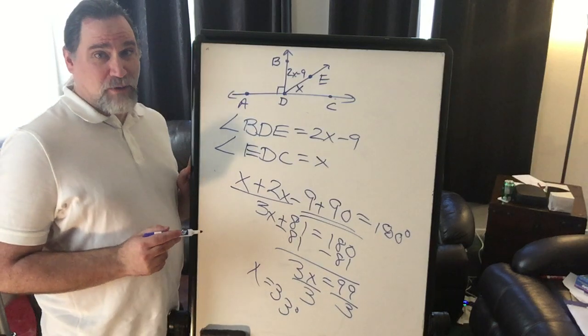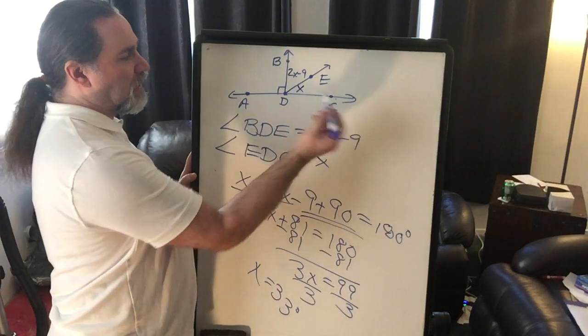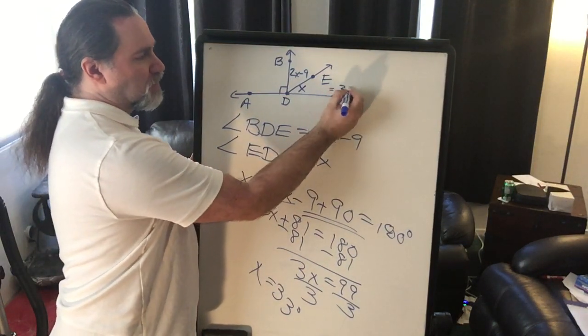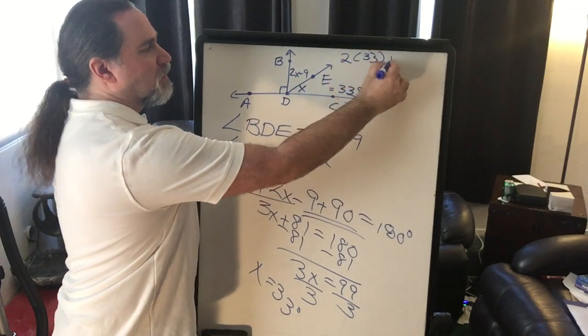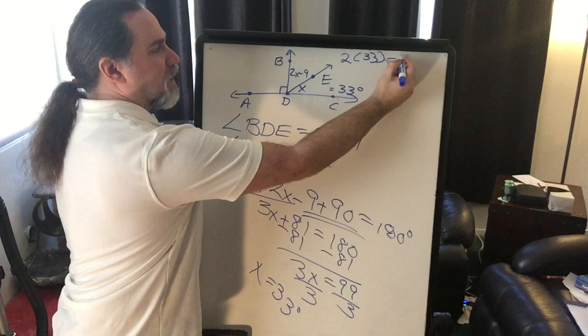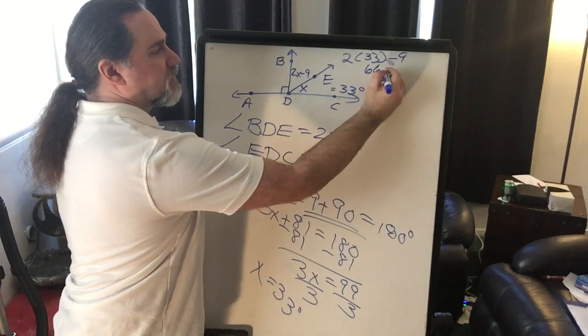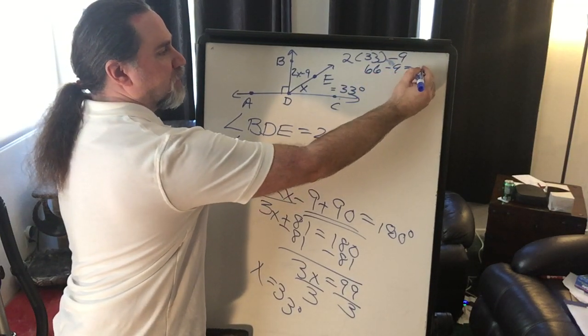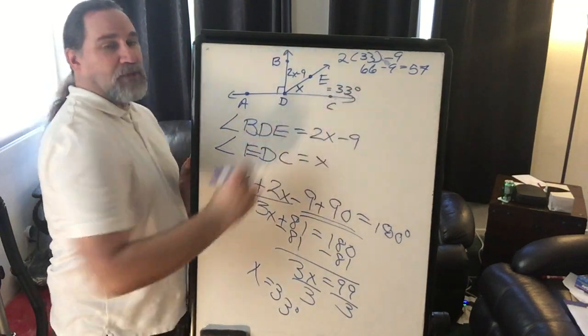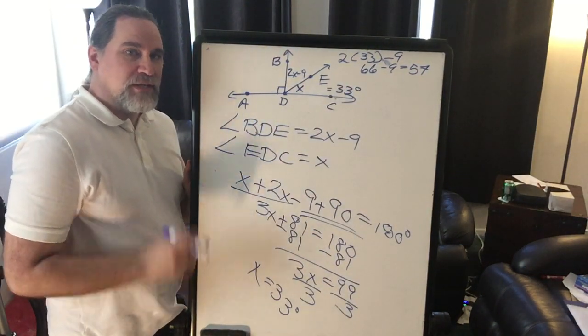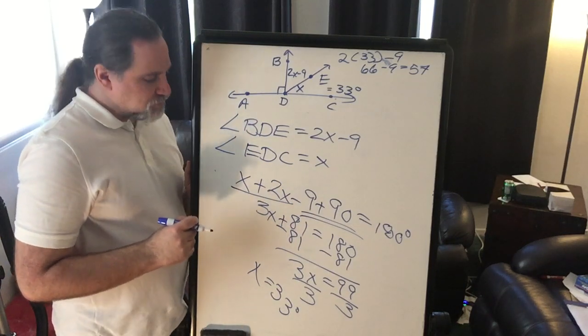If you were asked to figure out what the angles were, you would know, well, hey, x is 33 degrees, because we just found that, but this one is 2 times 33 minus 9, so 66 minus 9 would be 57. 57 plus 33 do in fact add up to 90, which gives us our final measurements.